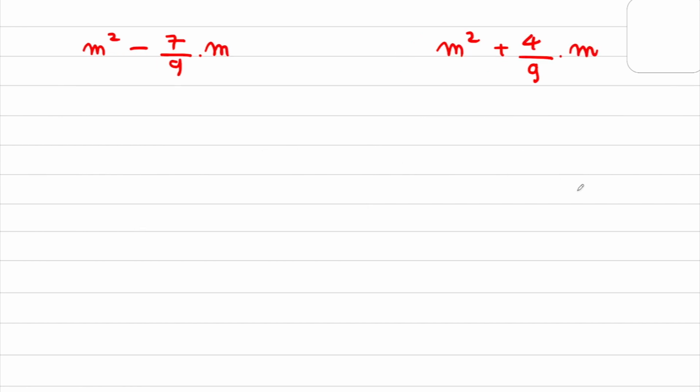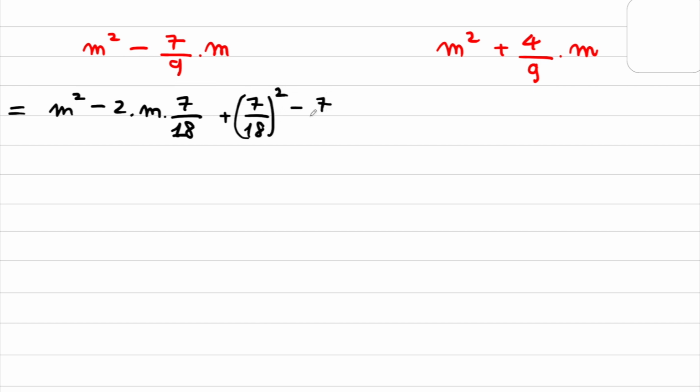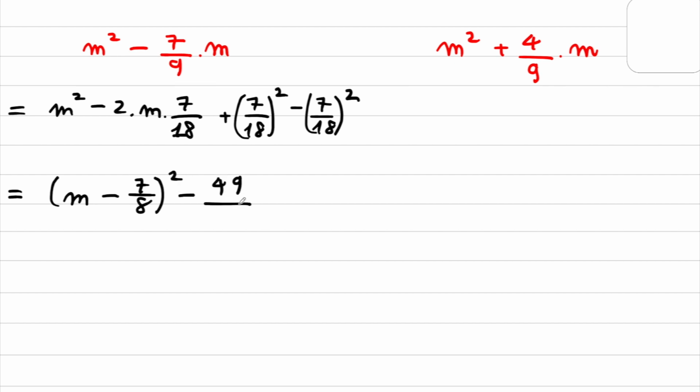And m here and m here over 9. Okay, so m squared minus 2 multiply with m times 7 over 18. Plus 7 over 18 squared here, and minus 7 over 18 squared, and then inside the bracket you got m minus 7 over 18 squared, and the outside will be 49 over what? I don't know. I need my calculator. 18 squared is 324. Yeah, that's it.